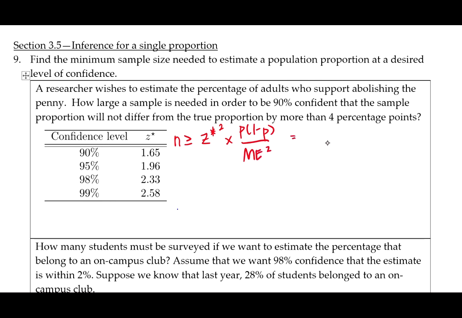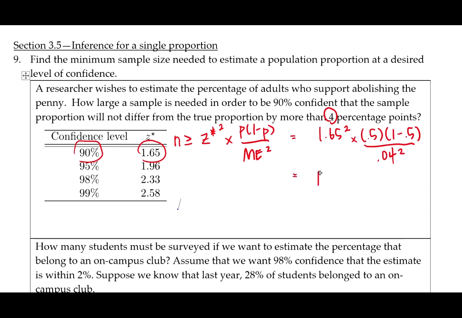So our z star, which we get from this table for 90% confidence, is 1.65. I need to square that. I'm not given a value for the proportion, and so if I'm not given a value for the proportion, I'm going to use 0.5. And then 1 minus 0.5 over the margin of error. The margin of error is the farthest away I want to be in my estimate. So I do not want to differ from the true proportion by more than 4 percentage points. I'll write 4% as a decimal, 0.04, and I need that squared as well.